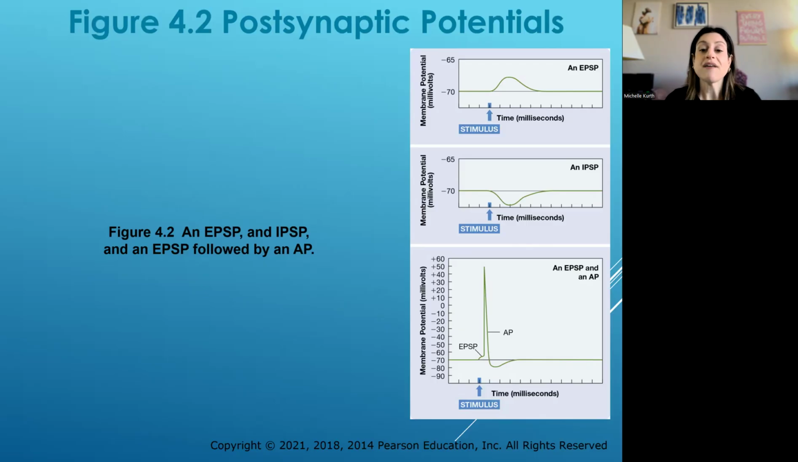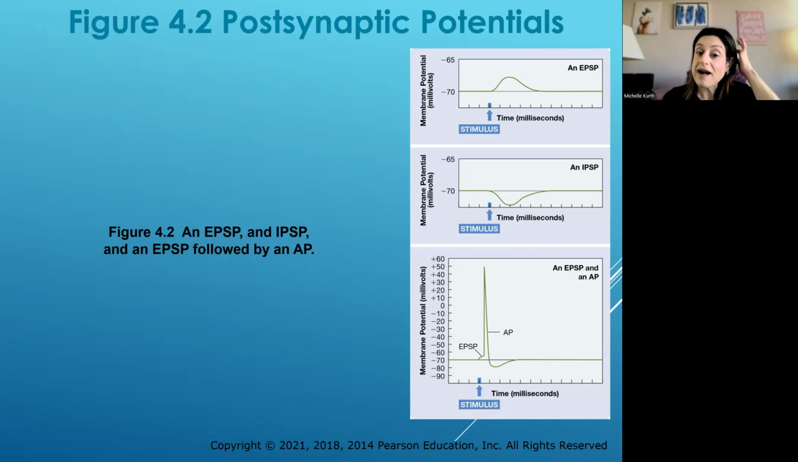The middle graph is the inhibitory postsynaptic potential. So that is an IPSP. Now you're going to see the opposite happen. As the line goes through a stimulus, it's actually going down. It's dipping down after that stimulus. And that means that the inside of the cell became even more negative, right? So further away from the threshold. And this is like tapping the brakes, right? It's slowing the neuron down. It's making it less likely to fire.